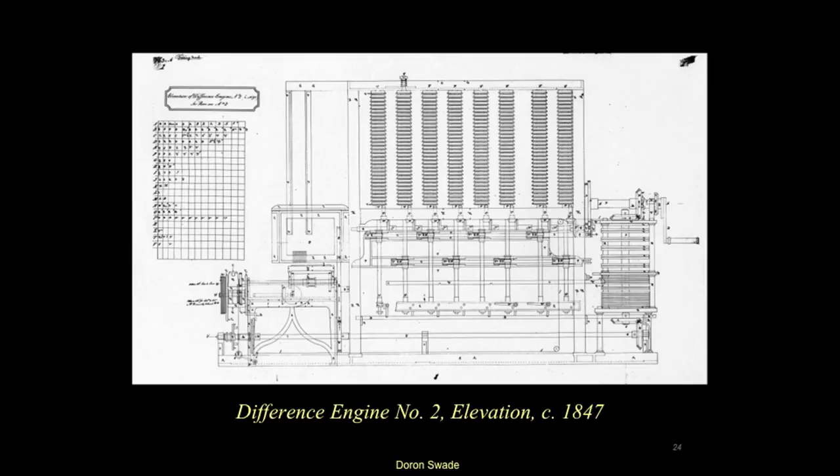So you enter the initial values on these columns of figure wheels, you turn the handle, there's the microprogram in the cam stack, and out here is the output apparatus, which prints in hard copy on an inked print roll and stereotypes plates of 30-digit results. And I'll show you examples of those. That's the machine we built.